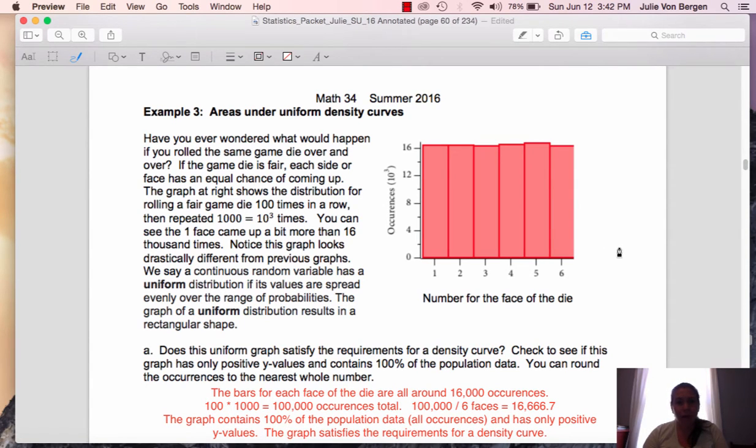You can see the one face came up a bit more than 16,000 times, and they're kind of up and down, but they're all each close to 16,000 times. This graph looks, we say, drastically different than the previous graphs. We say a continuous random variable has a uniform distribution if its values are spread evenly over the range of probabilities. The graph of a uniform distribution results in this rectangular shape. Notice our x-axis is measuring the number for the face of the die, and then the y-axis is counting the occurrences, right? And the 10 to the third means it's counting in terms of thousands.